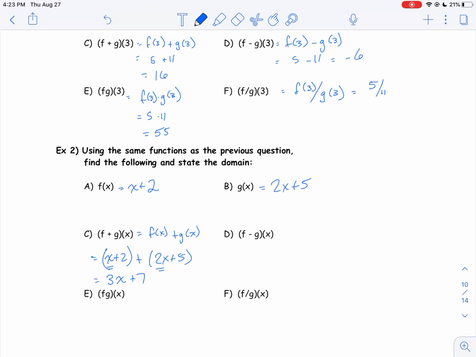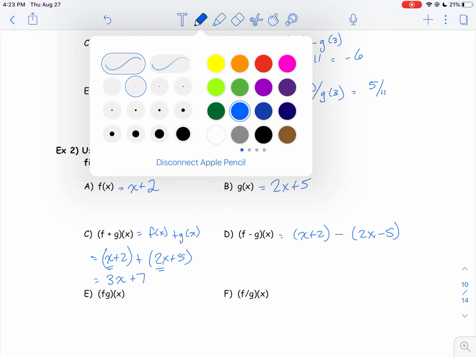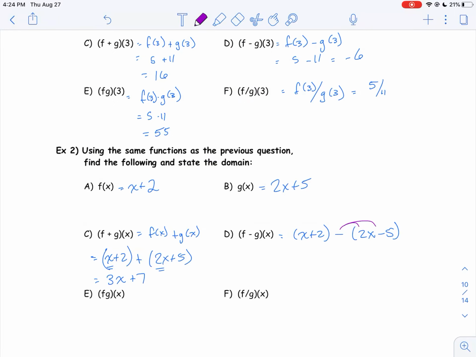Here I subtract the 2. Here the parentheses are pretty important. If you leave the parentheses out on this one, so I've got f minus g, I need the parentheses because we need to distribute the negative sign. If there's anything tricky about this section, it's that. That becomes plus 5. Combine like terms, we get negative x plus 7.